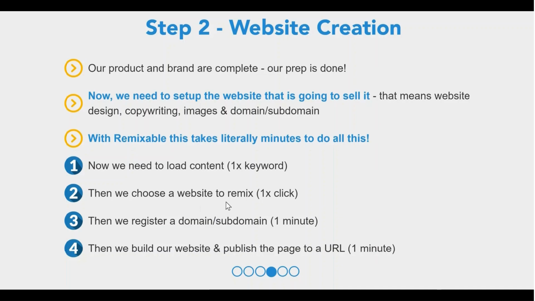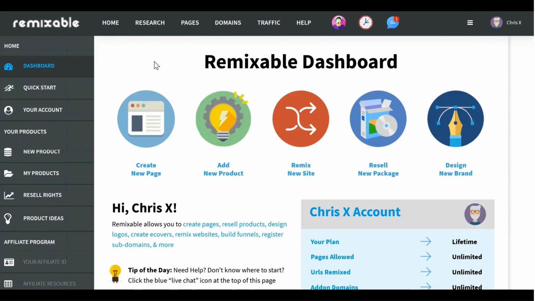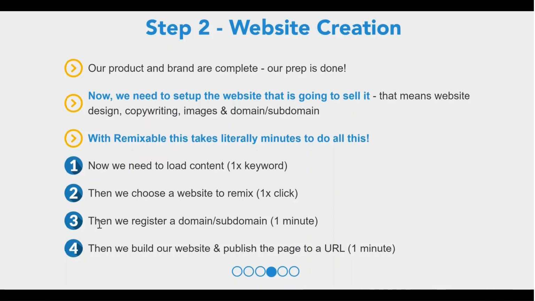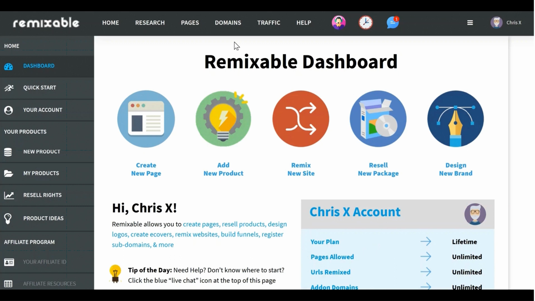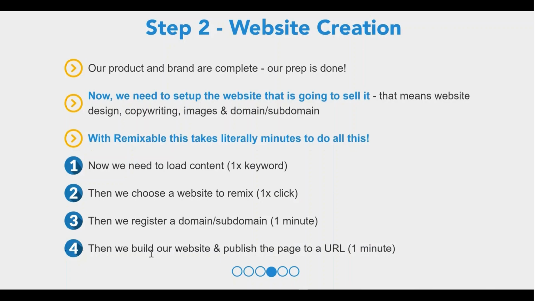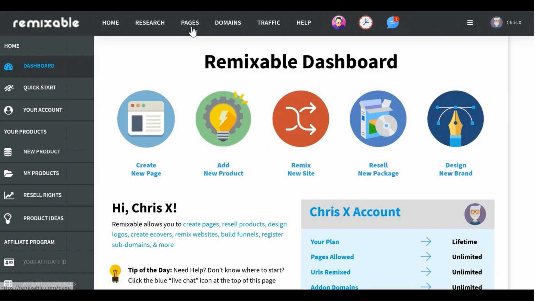Next, we'll want to choose a website to remix, and this is something we'll do in one click. So I'll head back to Remixable and load up the research section. Then we'll want to register a domain or subdomain, which again takes under a minute, and we'll do this by opening the domains page. And then lastly, we're going to build our website and publish the page to a URL, which we can do in under a minute. And I'll do this by loading up the pages section of Remixable.